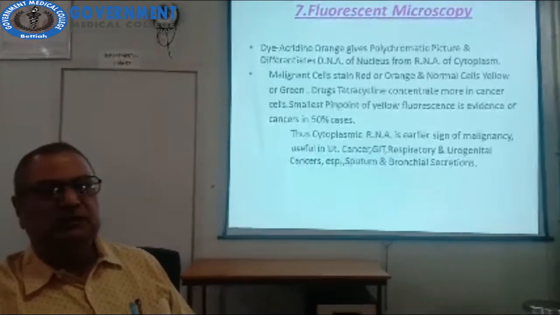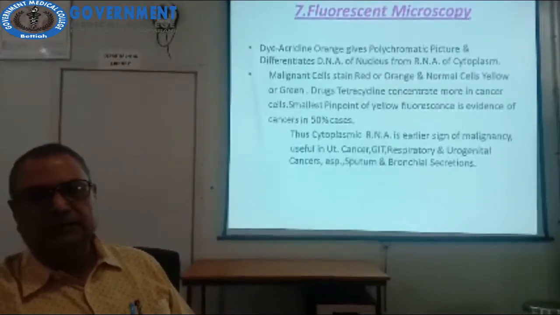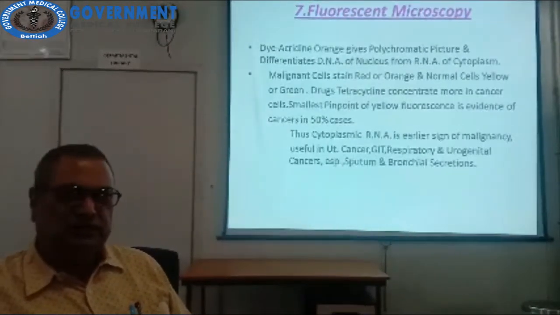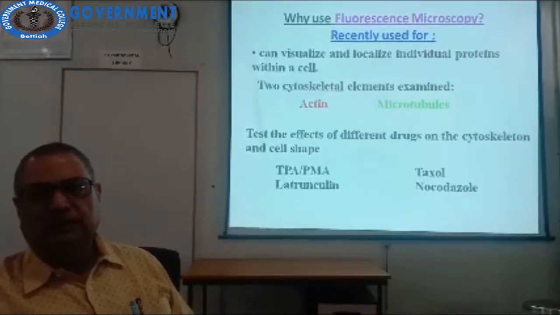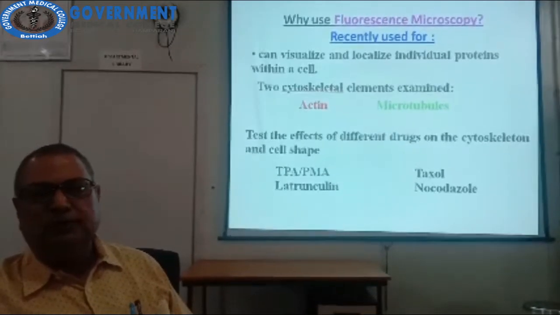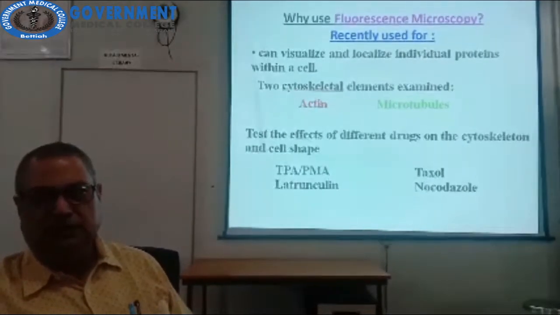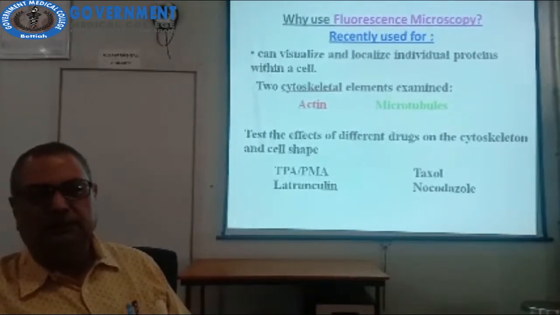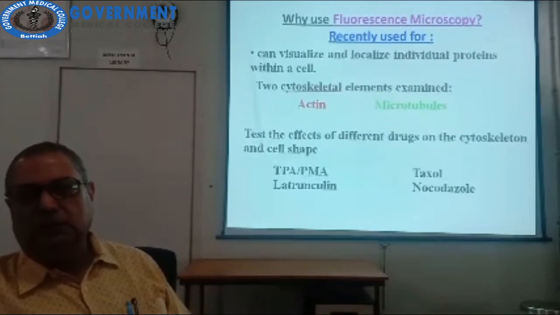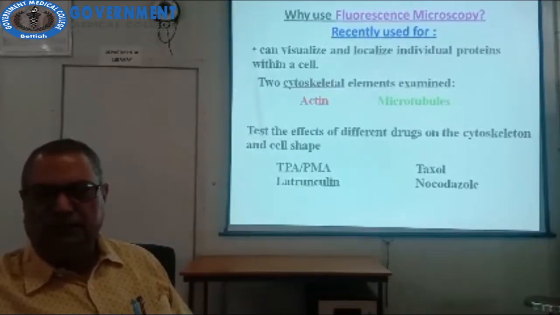It is useful in uterine cancer, GIT cancer, respiratory tumors, and urogenital cancer, especially in sputum and bronchial secretions. Fluorescent microscopy is also used to visualize and localize individual proteins within a cell. Two cytoskeleton elements are examined, actin and microtubules. The effects of different drugs on the cytoskeleton are tested, say TPA, PMA, latrunculin, Taxol and nocodazole.